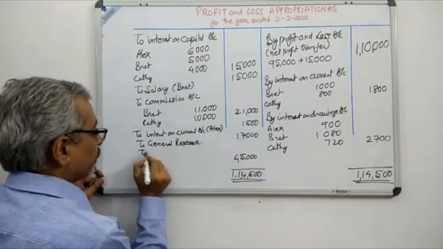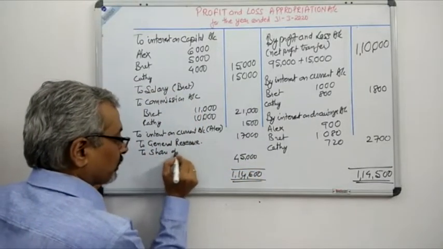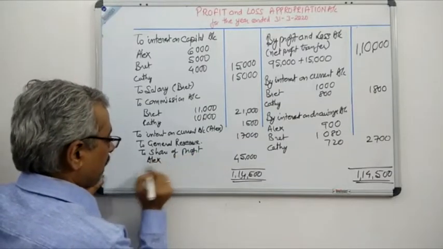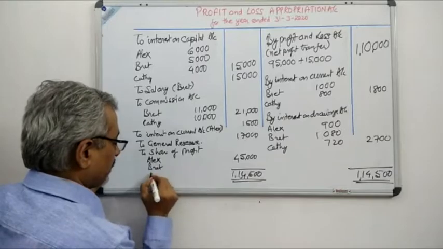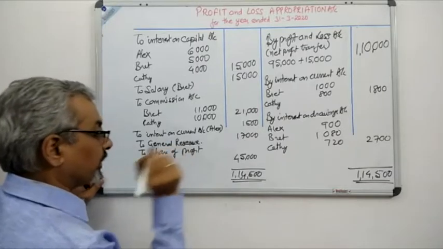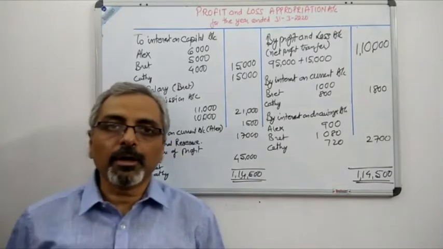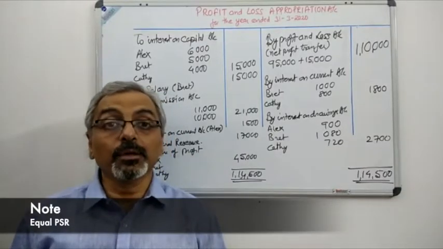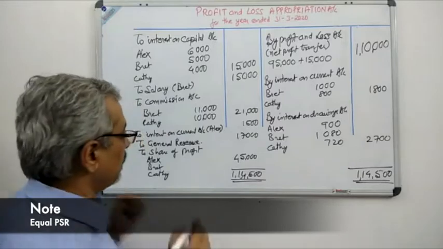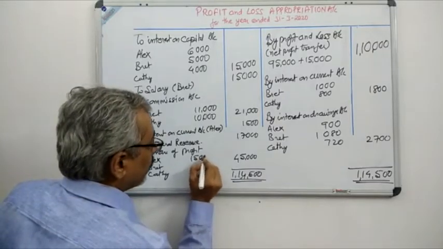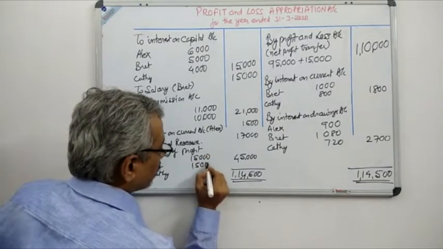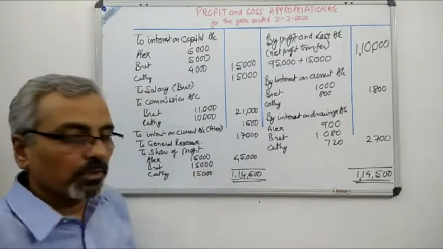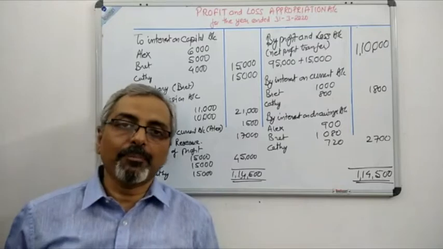So, to share the profit, who are the three partners? Alex, Brett and Kathy. And what is the PSR? Is anything said about the PSR? No. That means the PSR will be equal. If the PSR is equal, that means each partner will be getting 15,000 apiece. Therefore, over here, the profit will be transferred to the current account because the capital is fixed.